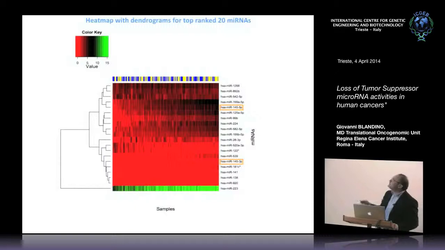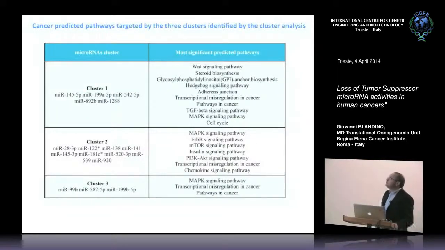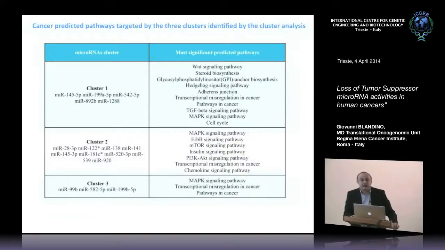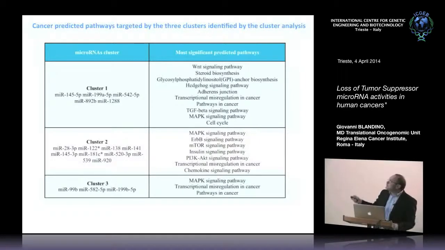And of course, we decided to look at this locus because we are also used to investigating the function of these two microRNAs. And with the strong help of two, or I would say three groups of bioinformaticians that worked on this cluster of data, we were able to identify three clusters among the top 20 ranked microRNAs. And if you look into them, the most significant predicted pathways of this cluster of microRNAs include many of the pathways that are altered in breast cancer, as well as in other tumors. But this provides us with some confidence that, again, we have some suggestion.